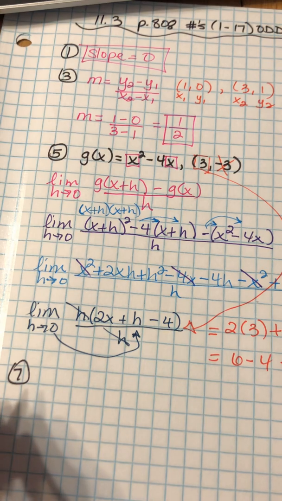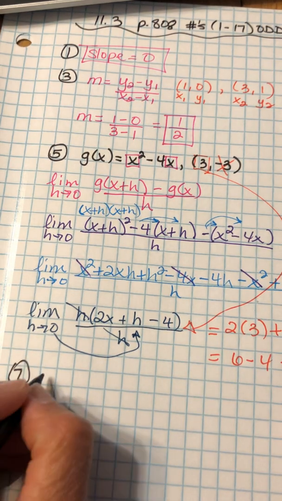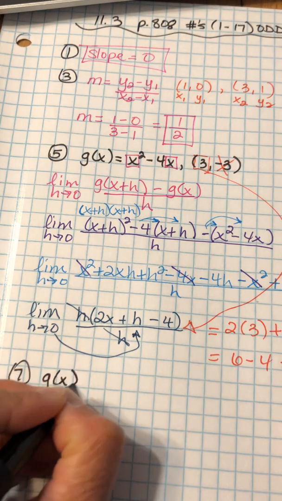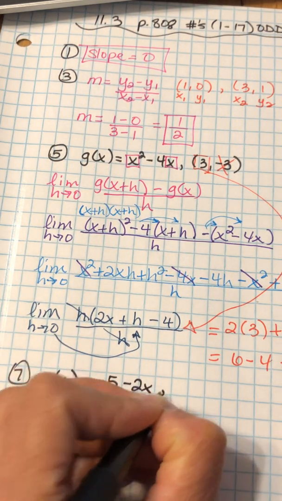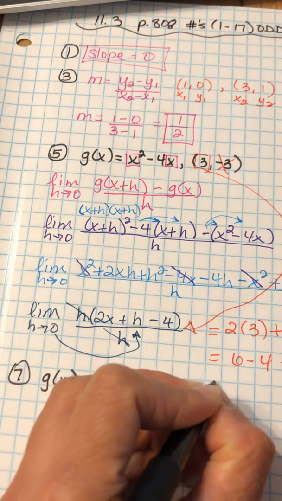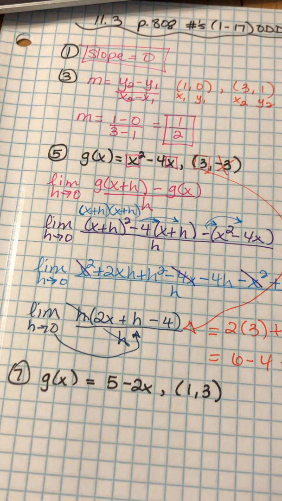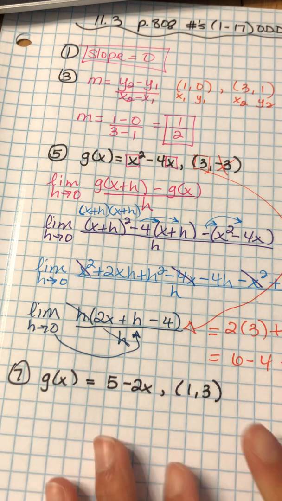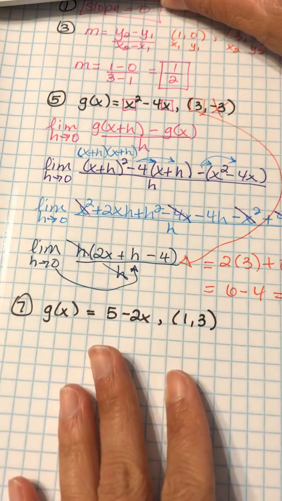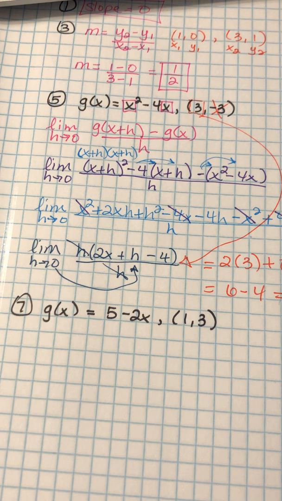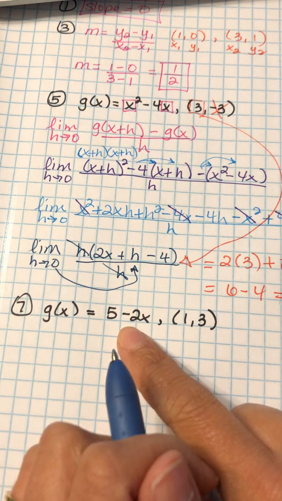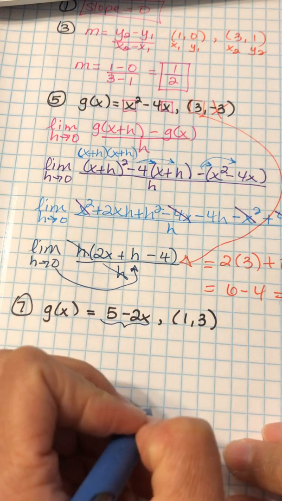Number 7 is the same type of problem, but this time I have g of x, I'm just looking at that worksheet, equals 5 minus 2x, and the specified point is the point 1, 3. Okay. Now, I'm going to go through the whole f of x plus h, f of x process, but I do want to point out that you already know the answer to this problem because this is linear. It's basically y equals mx plus b.